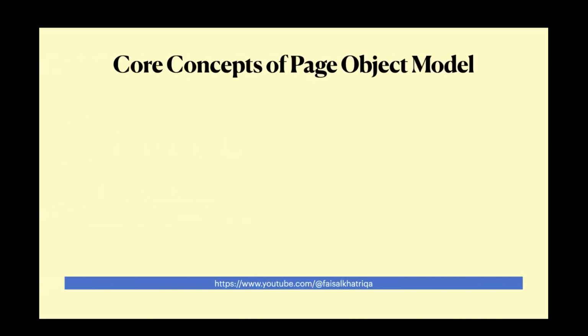Core concepts of the page object model. In page object model, an organized approach is followed, built around core components including page classes, locators, and methods. What are page classes? In page object model, a dedicated class is created for every web page. This dedicated class contains all the page objects for the web elements on the page, including buttons, text boxes, checkboxes, links, and other elements. It also has the action methods, which are used for interacting with these web elements on the page.